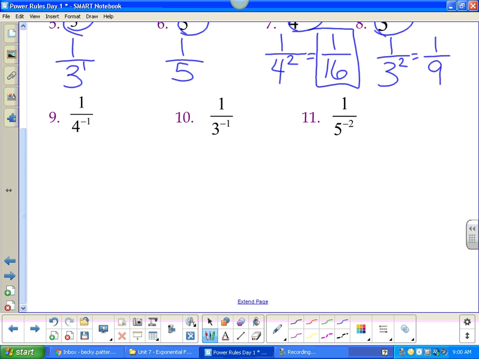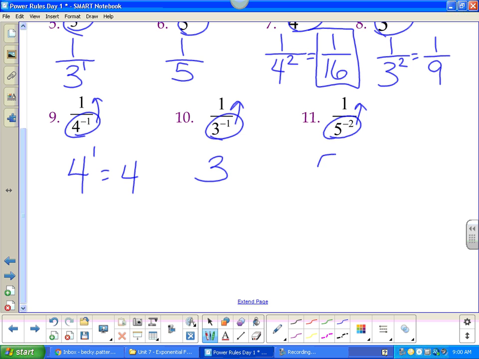Okay, number 9, unhappy, move him to the top. And you can put 4 to the 1 if you want to, but that's just a 4. Unhappy, move him. Unhappy, move him, which gives you 25.